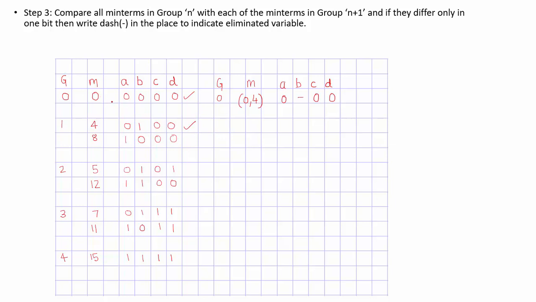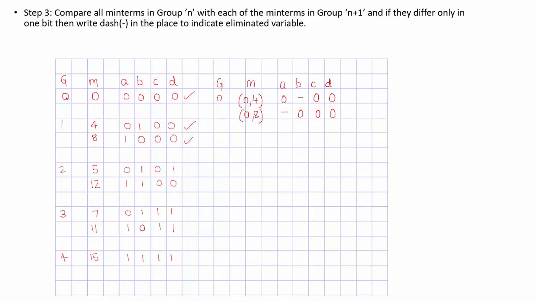Next I have to compare minterm 0 with minterm 8. So when I compare 0 with 8, BCD is 0, 0, 0 in minterm 0 as well as minterm 8. Only A is getting changed from 0 to 1. So my next entry will be 0, 8. BCD is 0. A was getting changed from 0 to 1. So I'll write dash to indicate that the variable is eliminated. Now I have to put a check symbol next to 0 and 8. Since there is already a check symbol next to 0, I don't have to put it again. So I'll just put a check symbol next to 8.